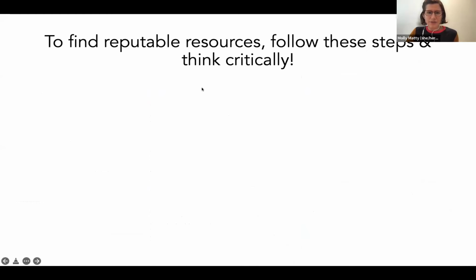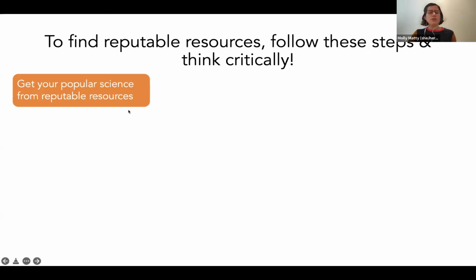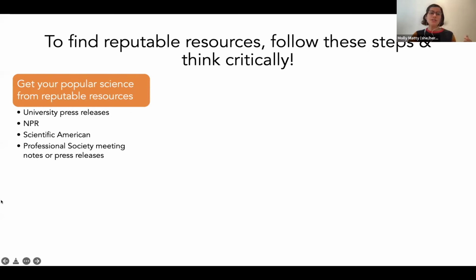Yes, yeah. So there's some more things in the chat that say it's difficult to find the full literature, and now Google is a little less specific. Absolutely. So I love starting with popular science. I engage with a lot of pop science books, news articles, and radio shows. So I would suggest starting from reputable resources. This might be university press releases, NPR, magazines like Scientific American, or professional societies like the American Society for Microbiologists.